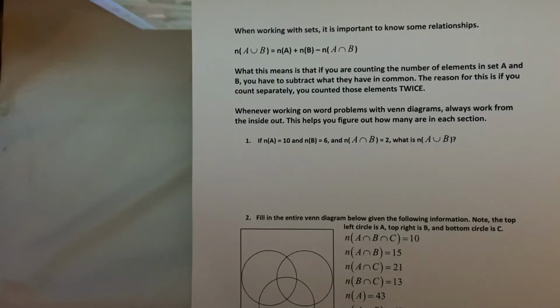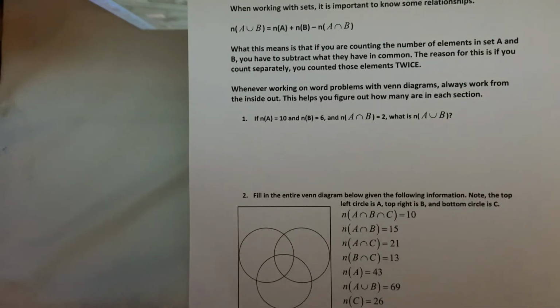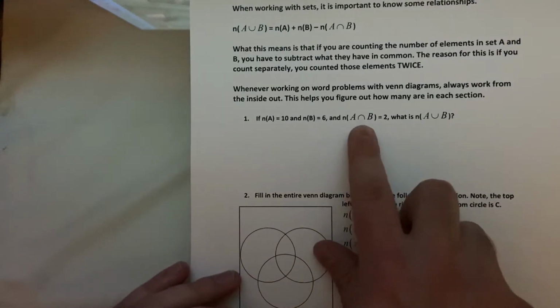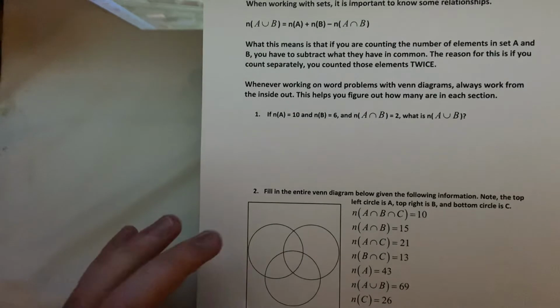That's the only reason. So when working on problems with Venn diagrams, you work inside out. But let's talk about this equation. If the number of elements in A is 10 and the number of elements in B is 6, but there are 2 elements in the intersection, so they have both characteristics, what is the number of elements in A union B?